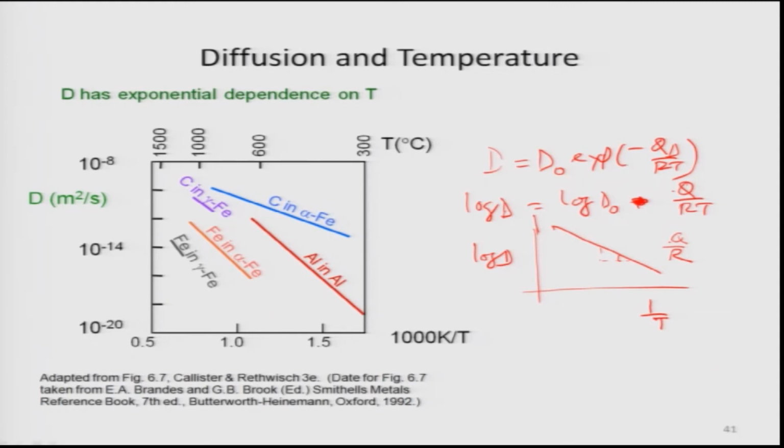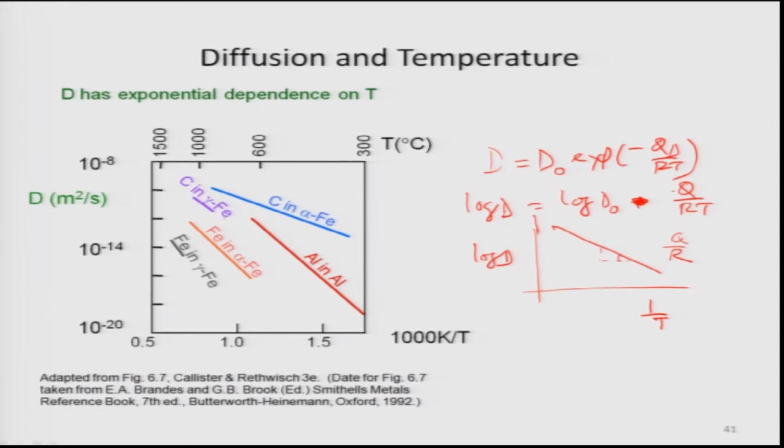Here I am plotting D as a function of 1 by T, but actually 1000 multiplied by 1 by T, because that makes the numbers easily understandable. On the top axis you see the exact temperatures. What you see here is carbon in gamma iron and carbon in alpha iron. Let us first look at these two.